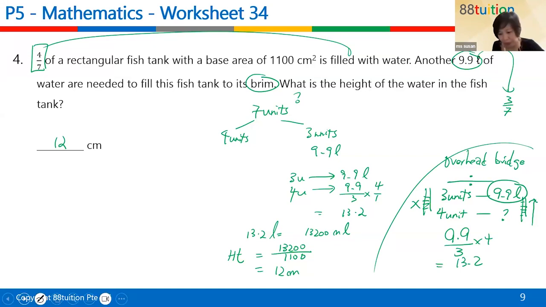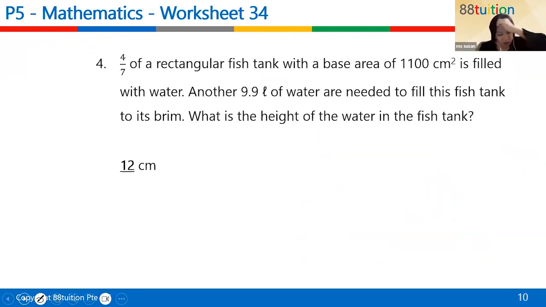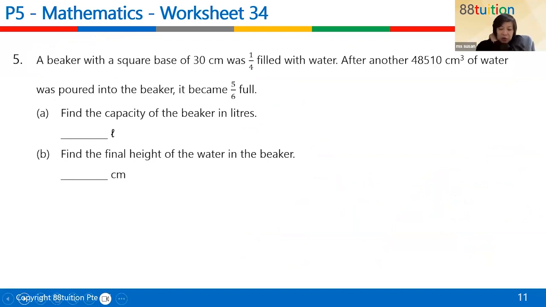Next question. You have a beaker, square base, 30 centimeter, 1/4 filled with water. Another 48,510 centimeter cube of water was poured into the beaker. It became 5/6 full. Find the capacity of the beaker in liters. All right. So the capacity of the beaker first is 30 by 30 by 30. Right? Why 30 by 30 by 30?